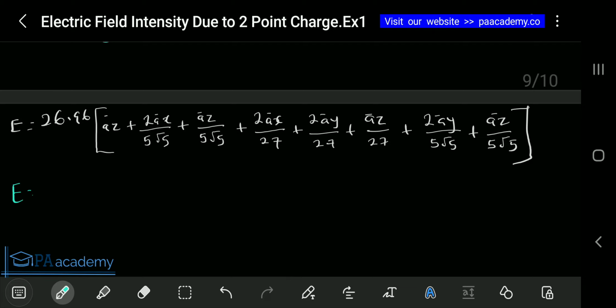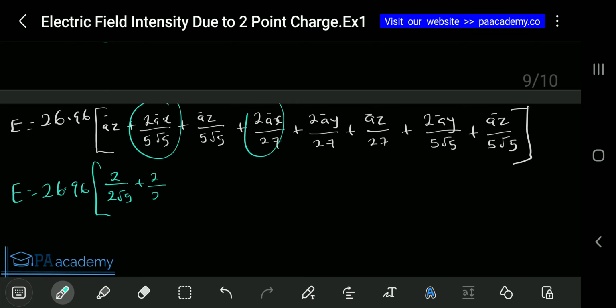So our E will be 26.96. Let's open the bracket. Let's start with the ones having AX. This is AX, and this is having AX. And then I think that's just it. Those are the only two, so we can put them together. So it'll be 2 over 5 root 5 plus 2 over 27, AX.